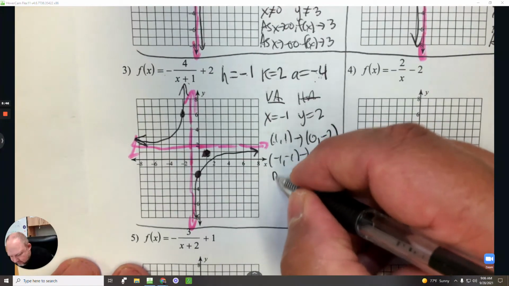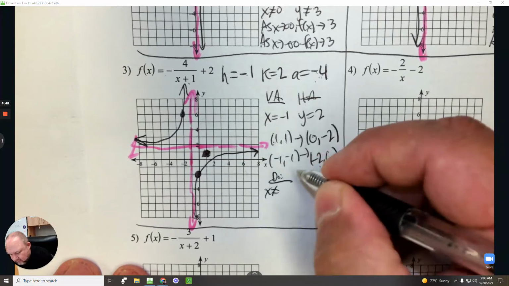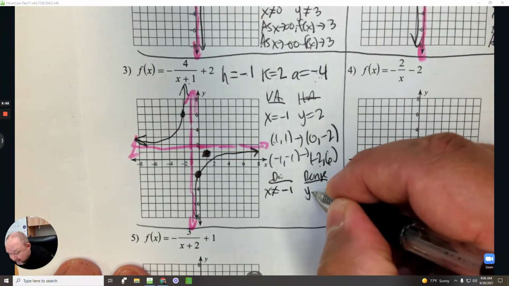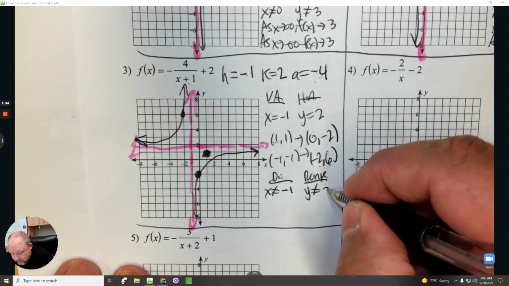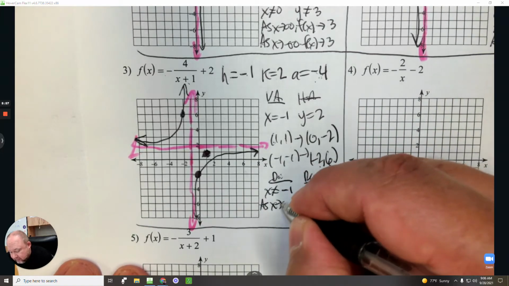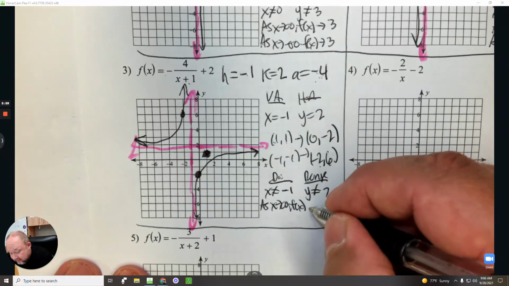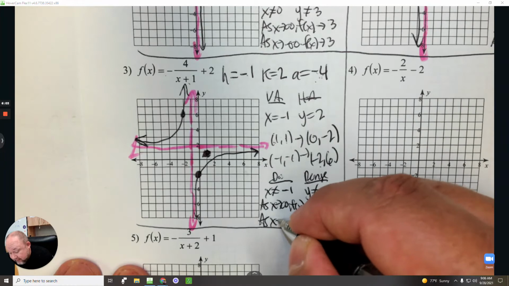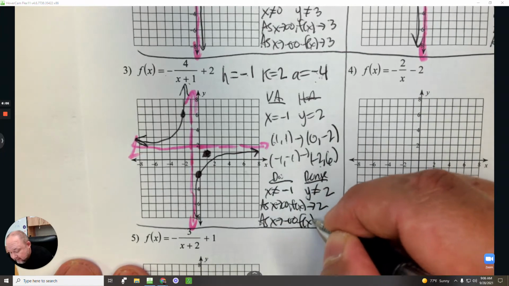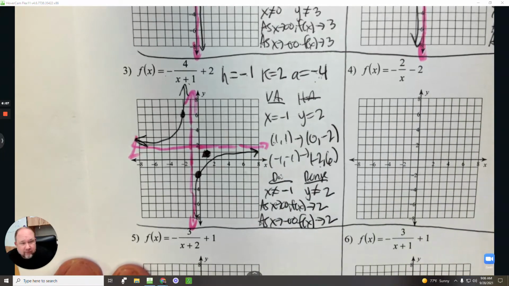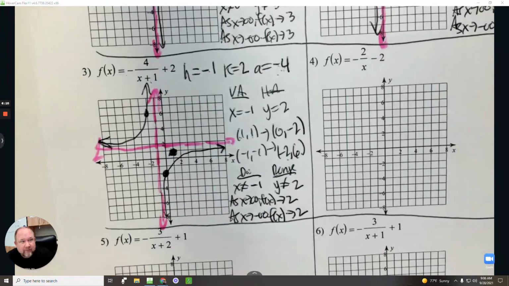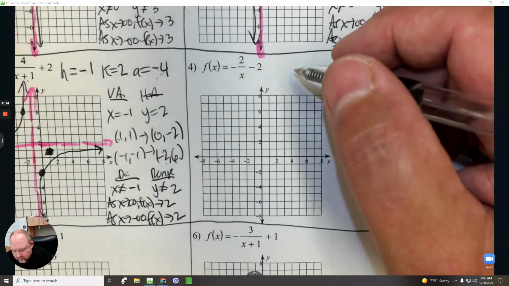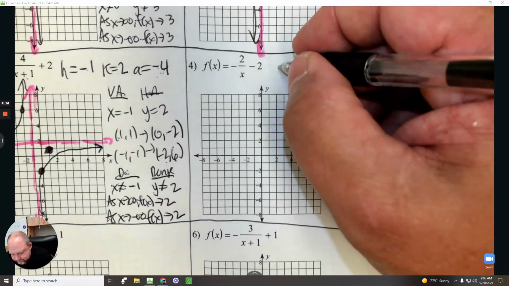Again, the domain restriction, x cannot equal what h is, which is negative 1. The range restriction, y cannot equal 2. And then the end behavior, as x approaches infinity, the function approaches the horizontal asymptote, which is 2. As x approaches negative infinity, same thing. The left end behavior also approaches 2. All right, number 4. Press pause and graph it, and then press play.